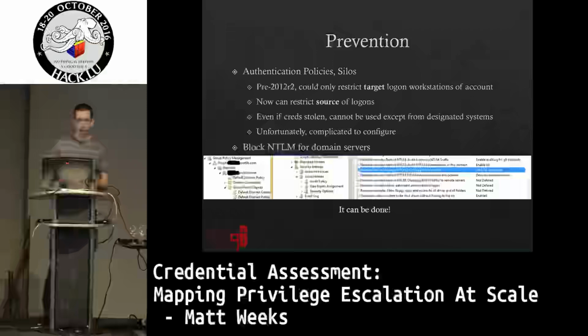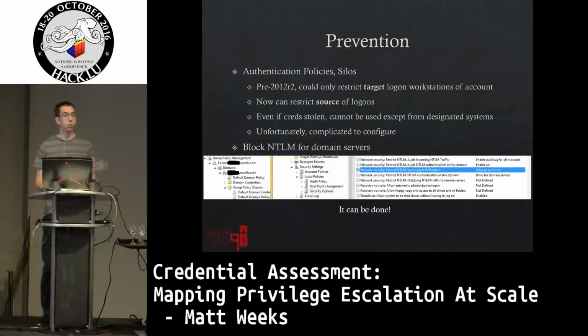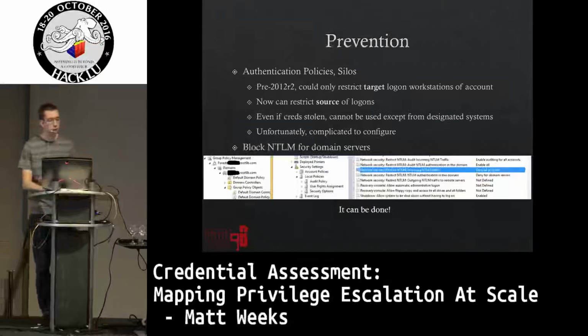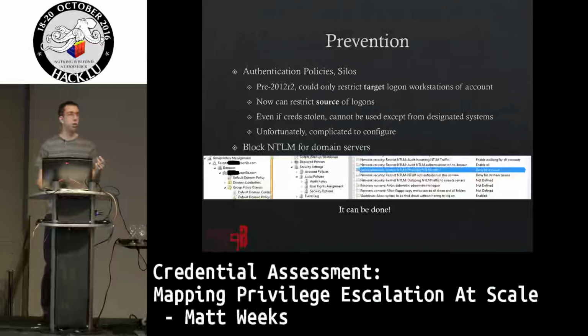Finally, authentication policies and silos. You can now use those to restrict the source of logon. In the past, you could only restrict the target of logon. So you could say, hey, this account shouldn't be able to log on to this system, but if somebody had stolen that account's credentials, they could log on from anywhere. With authentication silos, you can now restrict the source of that as well. And you can combine those two to help prevent people from giving away their credentials to a place where they shouldn't, and block them from abusing them if they were stolen.